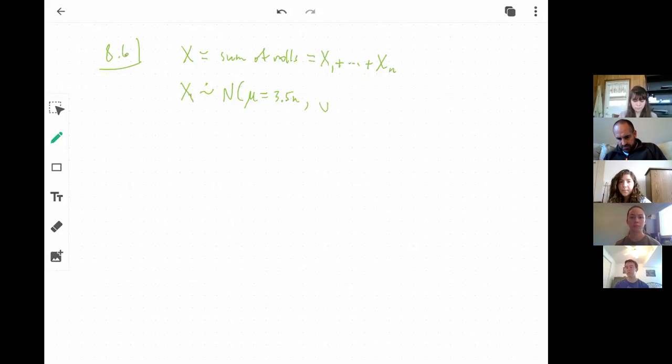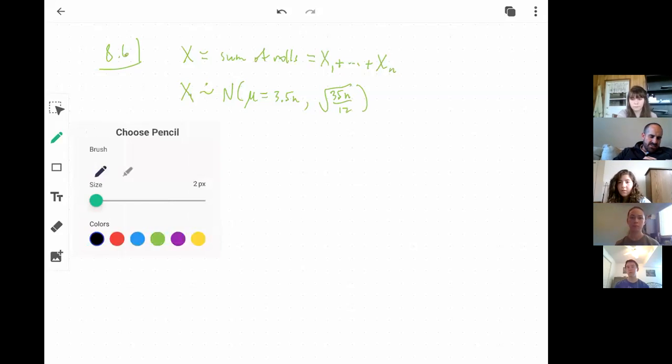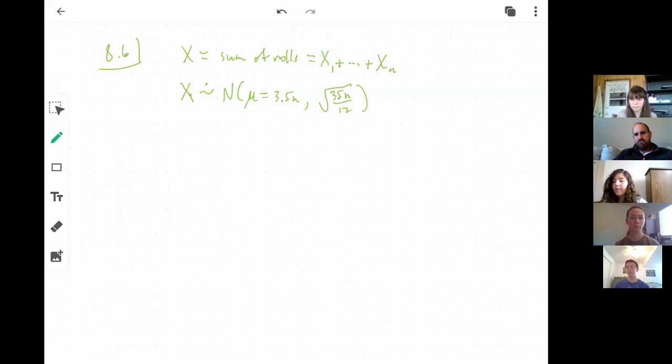Okay. So that's what you have? Yeah. All right. And then what? Tell me what you did next. Well, so Matthew suggested, so it says the probability that we need at least 80 rolls for the sum to exceed 300. So we're looking for the probability that x is less than or equal to 300 if n is 79, sorry.